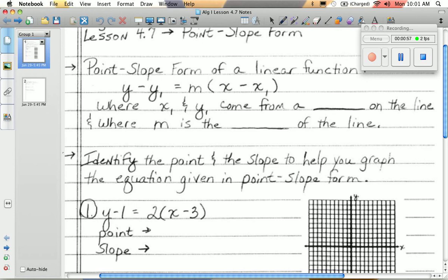So the y sub 1 and the x sub 1 in this are actually a point that we are given. We're going to take the x value and the y value from that point, and we're going to put them in those locations. And the other thing we can do is, when an equation is written in this form, we can pull out an ordered pair. We can pick out a point from it. So x sub 1 and y sub 1 come from a point on the line. If we're given a point, we can put it in. If we're given the equation, we can pull it out, basically. And what is m again? Slope of the line.